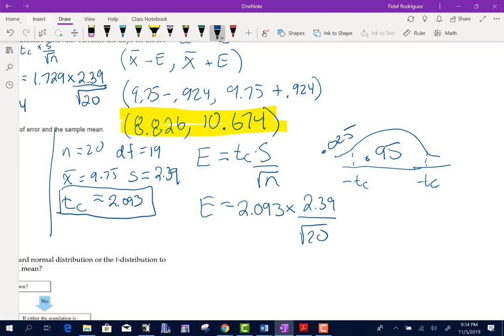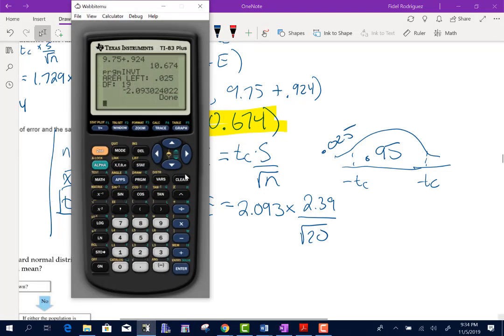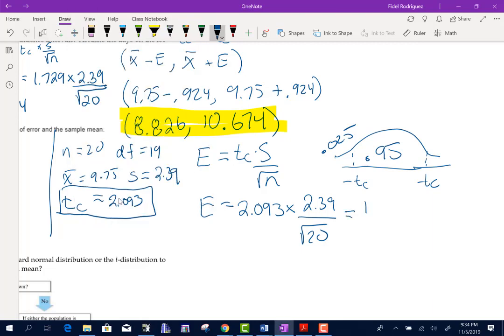So guys, let me take my calculator again right here. Clear it out. 2.093 times 2.39 equals, divided by the square root of what number? 20. Okay. And I'm coming up with, how many digits did we go the first time? We went 2 digits or 3 digits? We went 3 digits. Okay, let's go 3 digits here. 1.118 or 9? Okay, so let's go like this. 1.119.